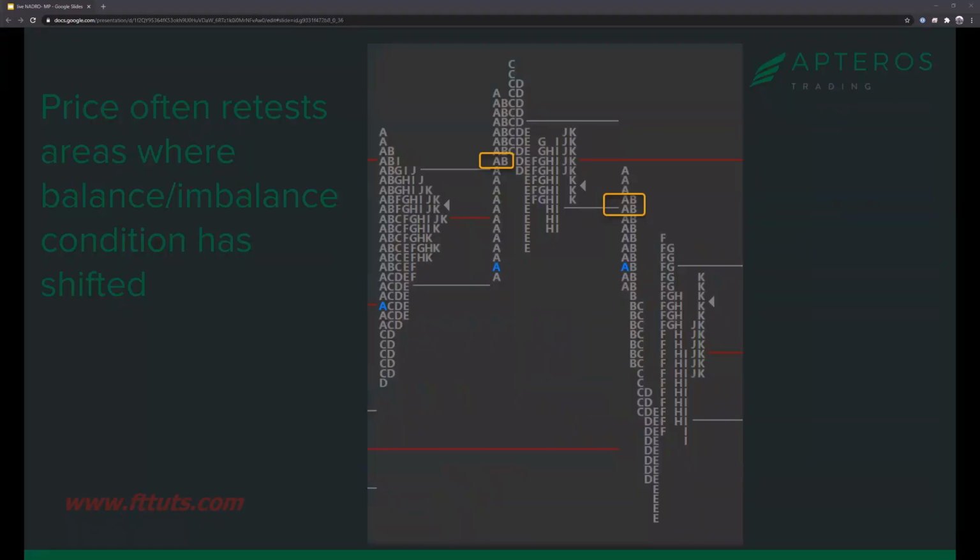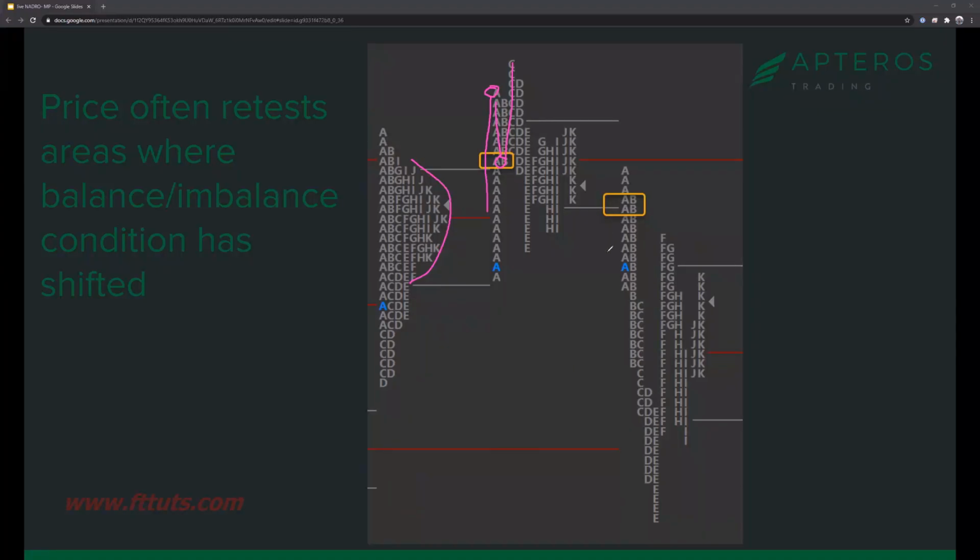Price often retests areas. So we've got our balance. We broke in A period. We went all the way up to here. B period comes all the way back and retests that point of the breakout, and then C period takes us higher. Ultimately, it didn't do much from there, but that's still a good trade.